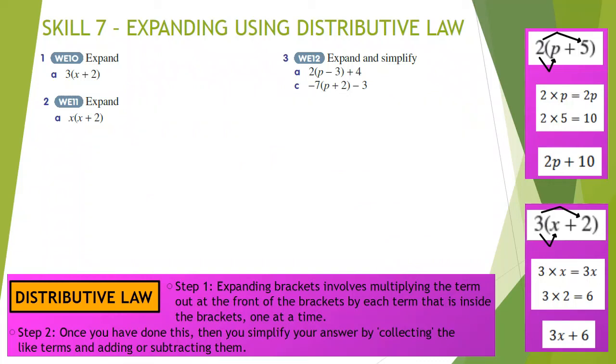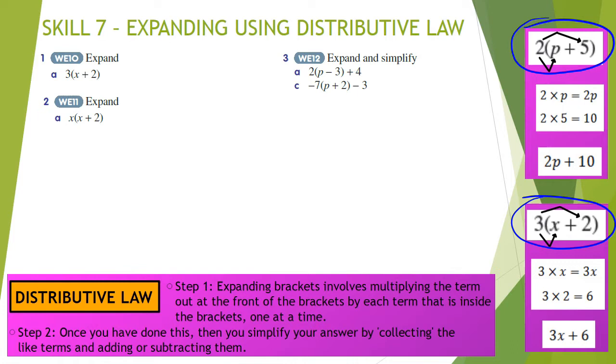Skill 7, expanding using the distributive law. The distributive law is where we have a number out the front of a set of brackets. That number out the front acts as a multiplication to whatever terms are inside the brackets. Some examples are over here on the right hand side, where we've got 2 out the front of p plus 5 and 3 out the front of x plus 2.